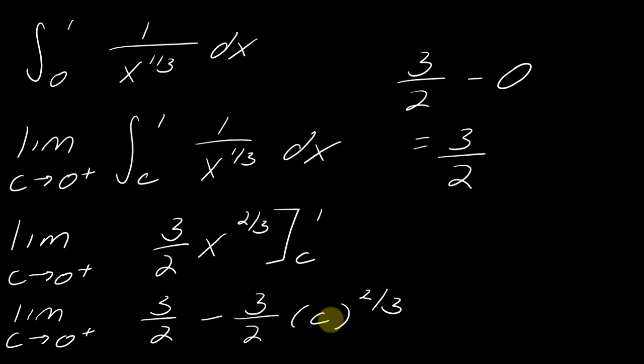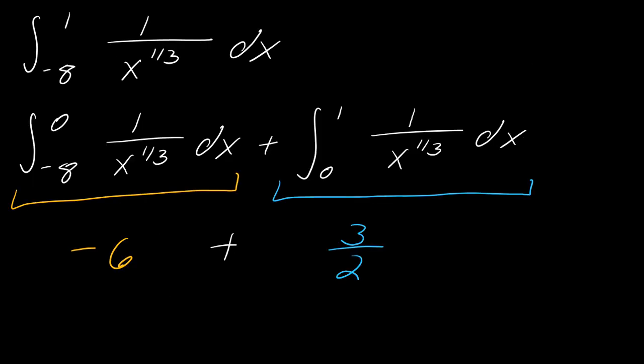In plugging everything in, this will turn into 3/2 minus this limit here, which will just equal 0. So I'm left with 3/2 minus 0. So this particular integral just equals 3/2. Now this is what I need to add up together, and this will give me -9/2. And that is really the gist of what you need to do for type 2 integrals.